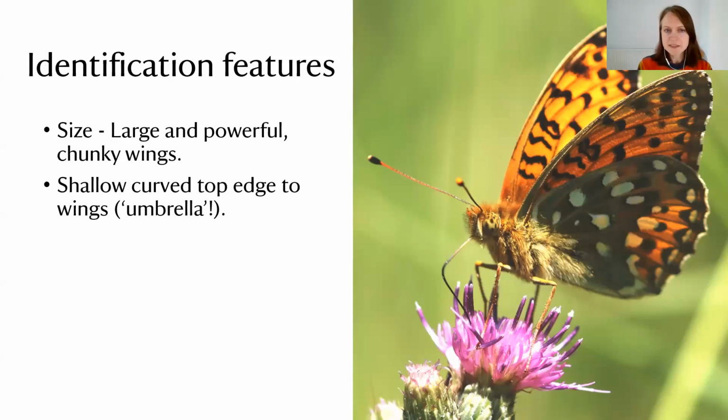The top of the wings as well, it's got this lovely shallow curve, and we'll see some more pictures in a minute which will demonstrate this a bit better. But I always think of it as almost like an umbrella shape, curving down. I don't know if that's the best way of describing it, but it's how I think about it, and we'll see that in a second.